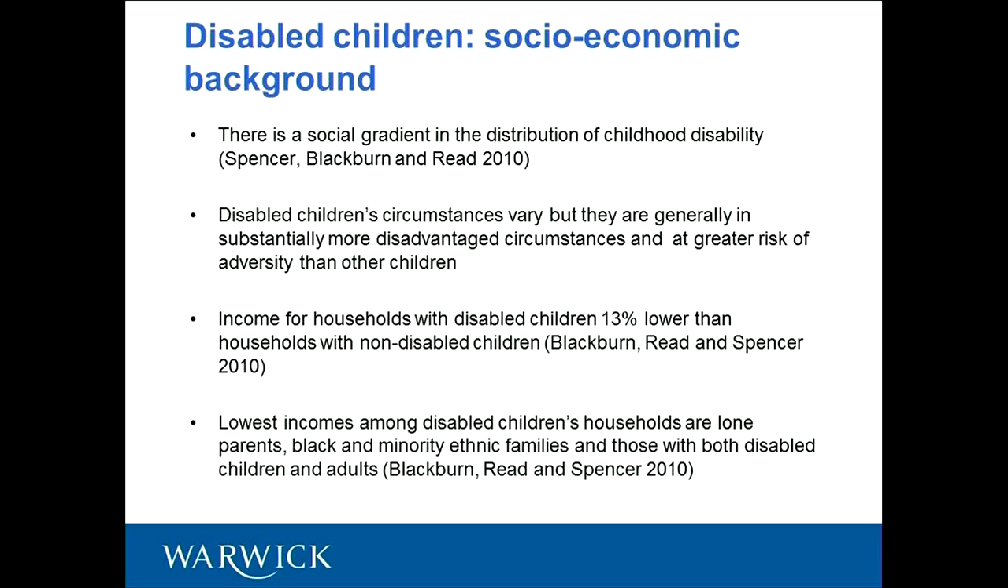The incomes for households with disabled children are about 13% lower across the board than those with non-disabled children. And the lowest incomes are among those households headed by a lone parent, black and minority ethnic families, and those with both disabled children and disabled adults in the same household. Okay? So, what do we know about their living standards?